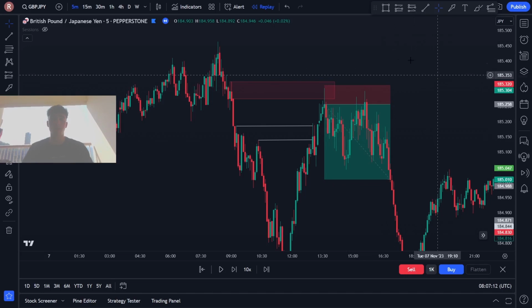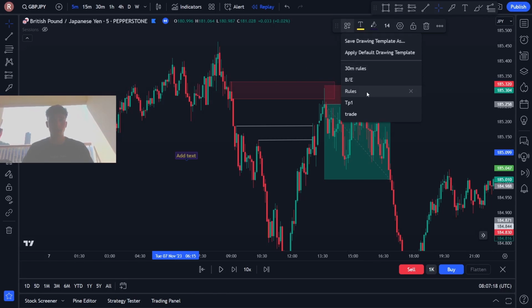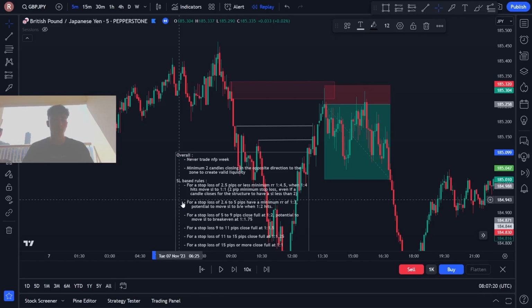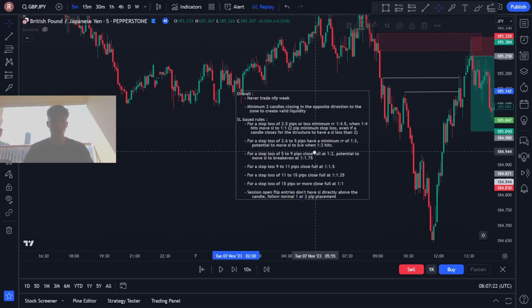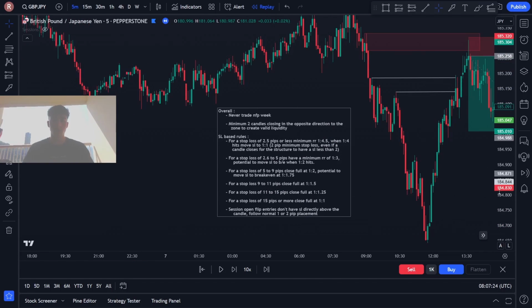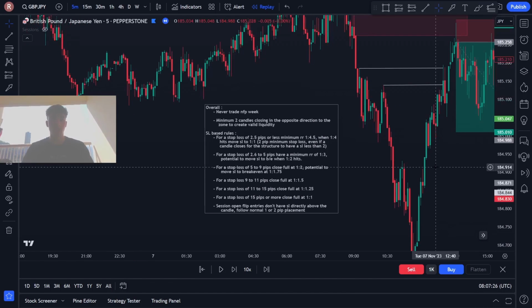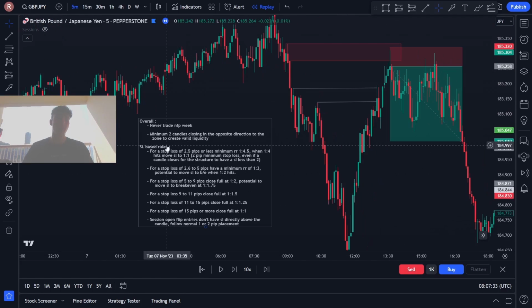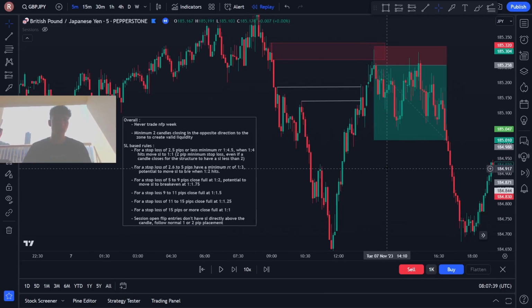Okay, stop loss and TP rules. Right here I have a very powerful tool that will help you with placing your stop loss and TPs. So take a screenshot of this, write down these rules for yourself. This is how I trade the 5-minute with my TP placement and risk to reward targets. The stop loss based rules decide what risk to reward to target, based on how much the average setup likes to move, so you can have a good balance between win rate and risk to reward.